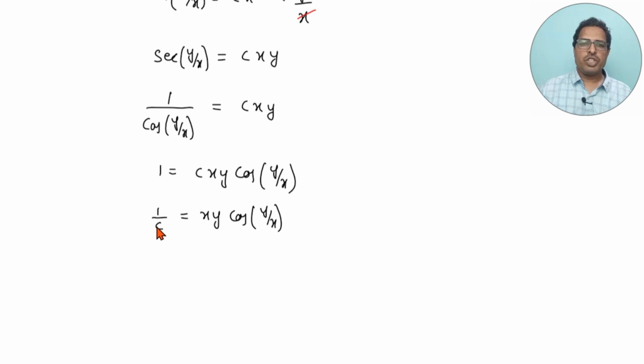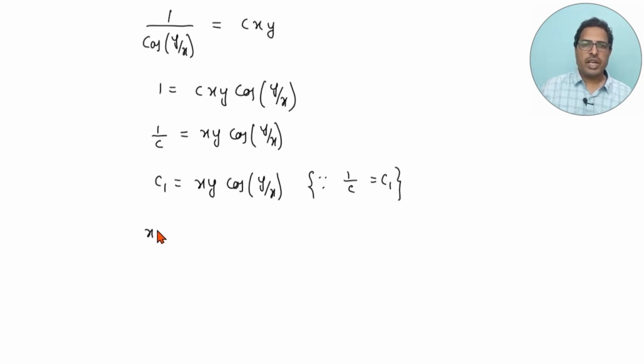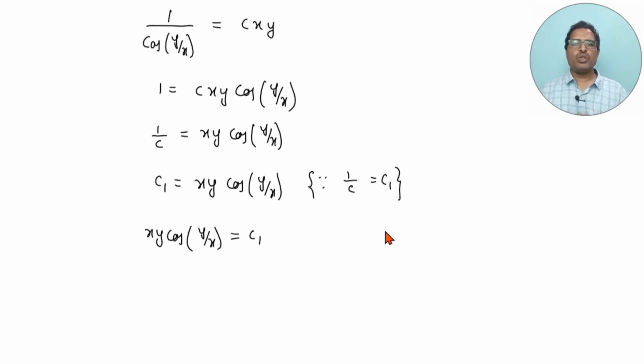So 1 by c is again a constant, we can replace this by some other constant, say c1 is equals to xy into cos of y by x. So what we have done, we have just replaced the value of 1 by c to be c1, or I can rewrite this as xy into cos of y by x is equals to c1. So that gives us the solution for the differential equation.